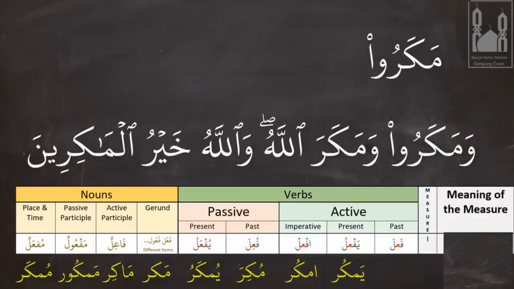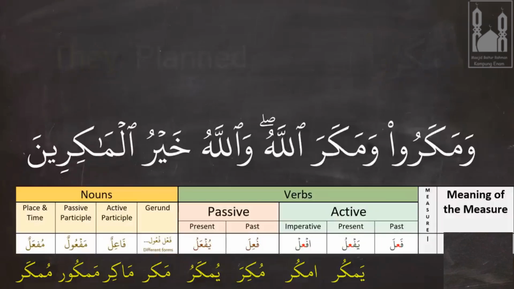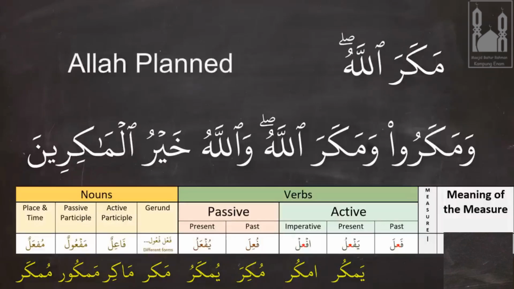It is a verb that has a suffix at the end of it, which is waw and alif. And this is the suffix of the hidden plural pronoun they, which we learned in lesson number 8. So makaru means they planned. Makara is a past verb in the third person form because it is followed by the word that did the verb, that is Allah. So makara Allah means Allah planned.